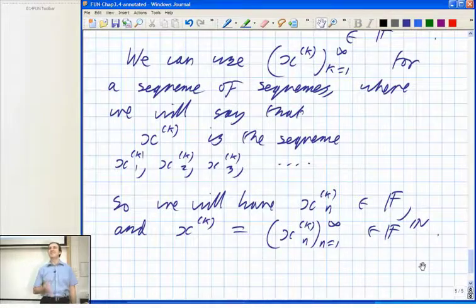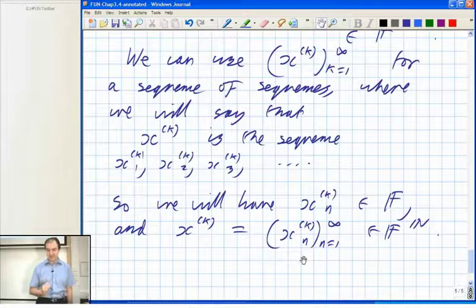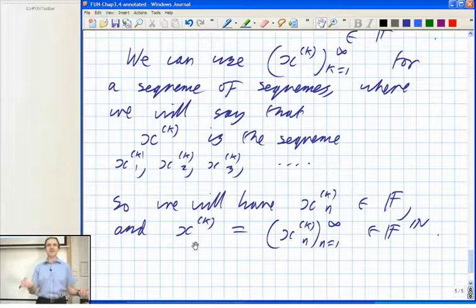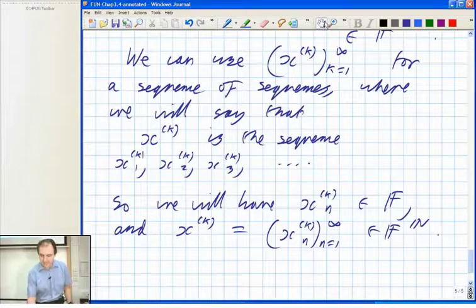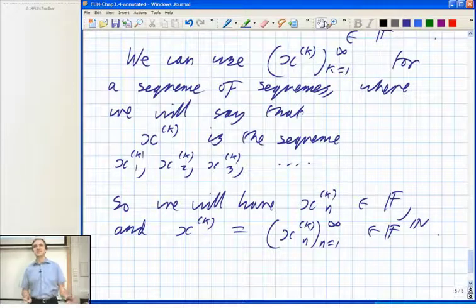Are people happy with what I'm doing here? What lies where? If I write x^(k), I'm going to mean that x^(k) itself is a sequence with terms x^(k)_n, n runs from 1 to infinity. And then, of course, I'm going to have a sequence of sequences, because maybe x^(k) is a Cauchy sequence in little l infinity. Again, I'll ask for any questions about that before we see it in action. Okay.